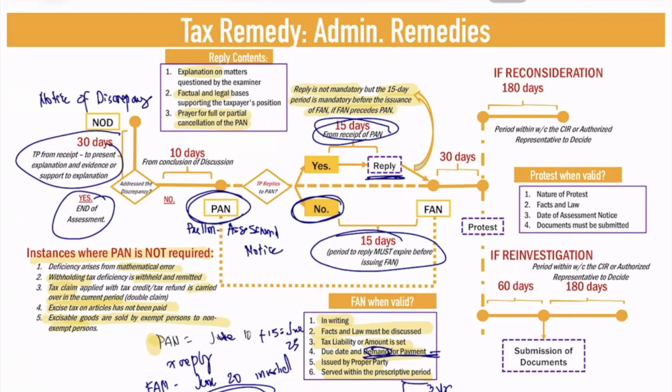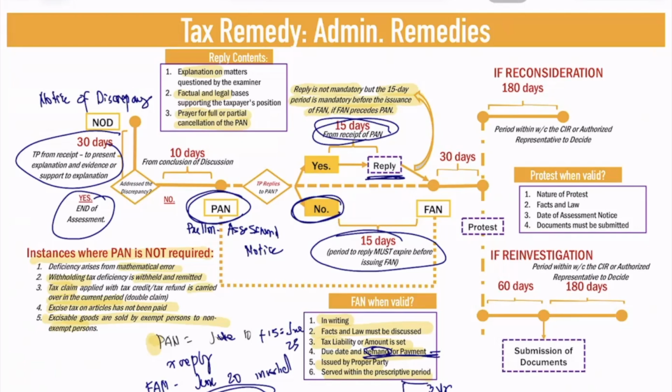Furthermore, pwede rin na walang PAN, diretsong FAN. Kailan yon? Again, mathematical error. Withholding tax is withheld and remitted. Tax claim is carried over. Excise tax has not been paid. And excisable goods are sold by exempt persons. Kung mag-reply ka, anong laman ng reply mo? Explanation, facts and law. At the same time, prayer for cancellation of the PAN.